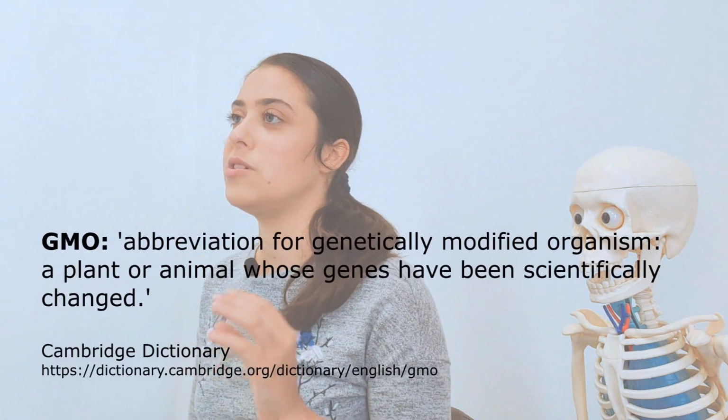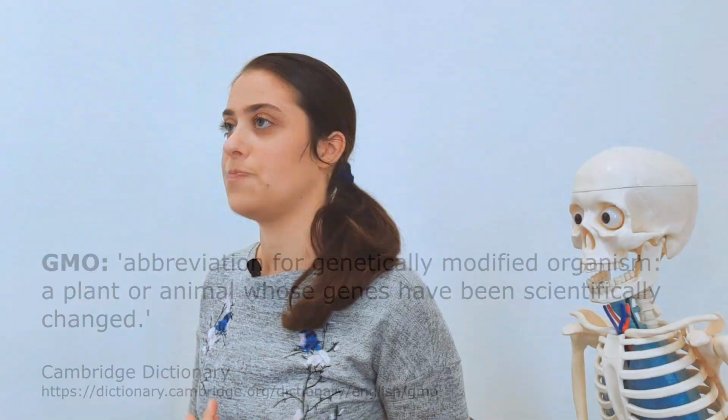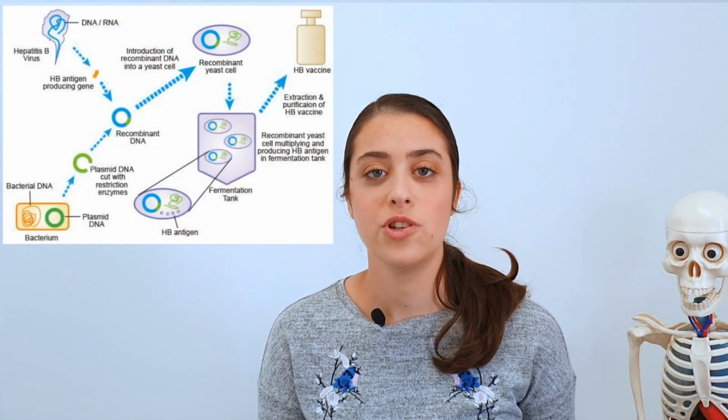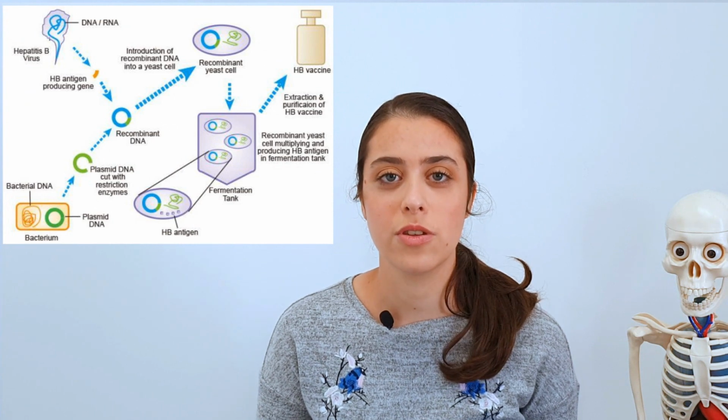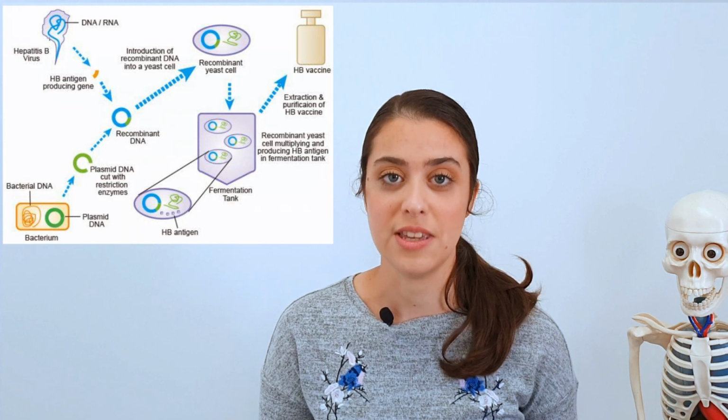So firstly, what are GMOs? The abbreviation GMOs means genetically modified organisms. These can be used for both medical and agricultural purposes. An example of medical use of GMOs is the production of insulin by genetically modified yeasts. Genetically modified yeast can also be used to produce the recombinant hepatitis B vaccine.